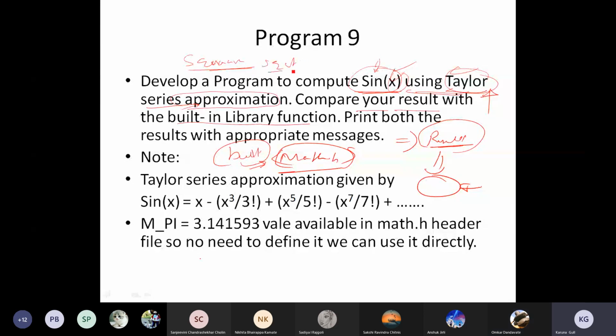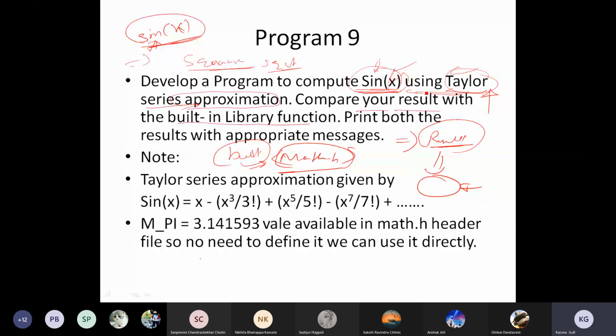Correct. So similar to that, what is the built-in function that is available to find the sine of a given x value? Sine, bracket x. Sine of x. Is it okay? Yes, ma'am. Alright, so this is the built-in function that is available.